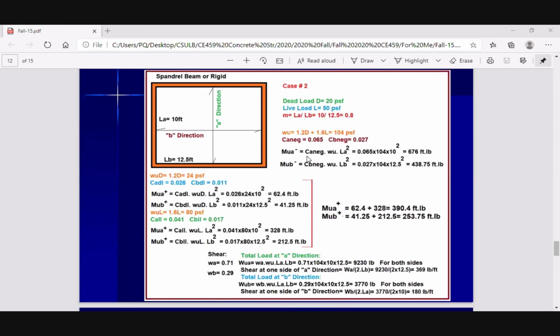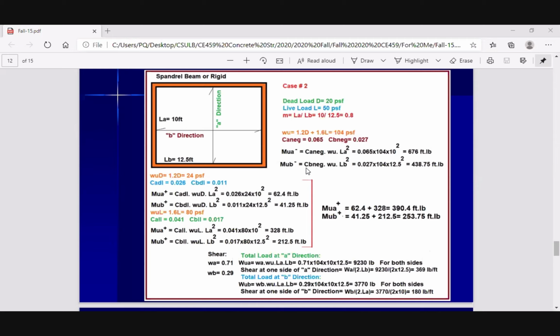Okay, and the equation, the factor from that table times omega u. What's the omega u for negative? Dead load plus live load means this omega u. It's not for dead or live, it's omega u. Okay, LA square. So this CA negative times omega u 104 PSF times LA square, minimum length in the power 2. You will get this.